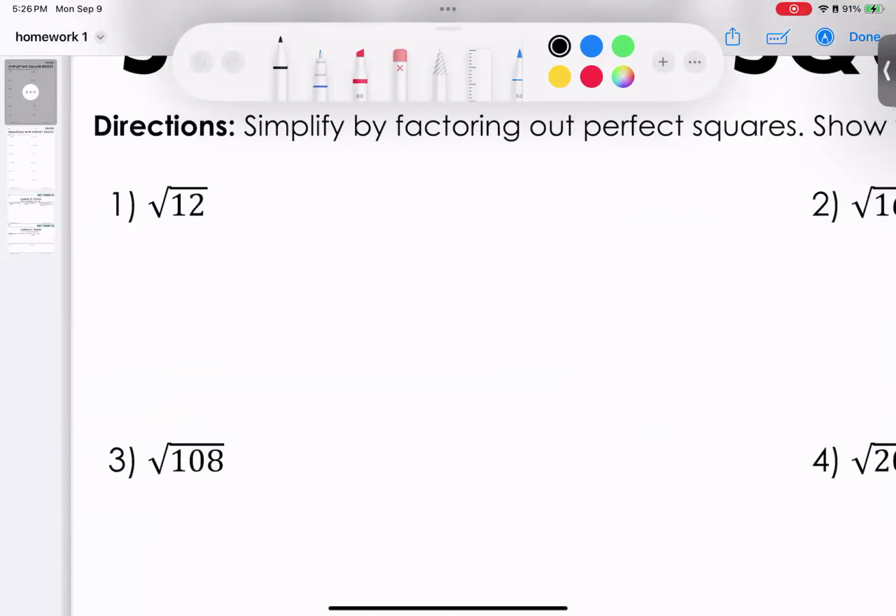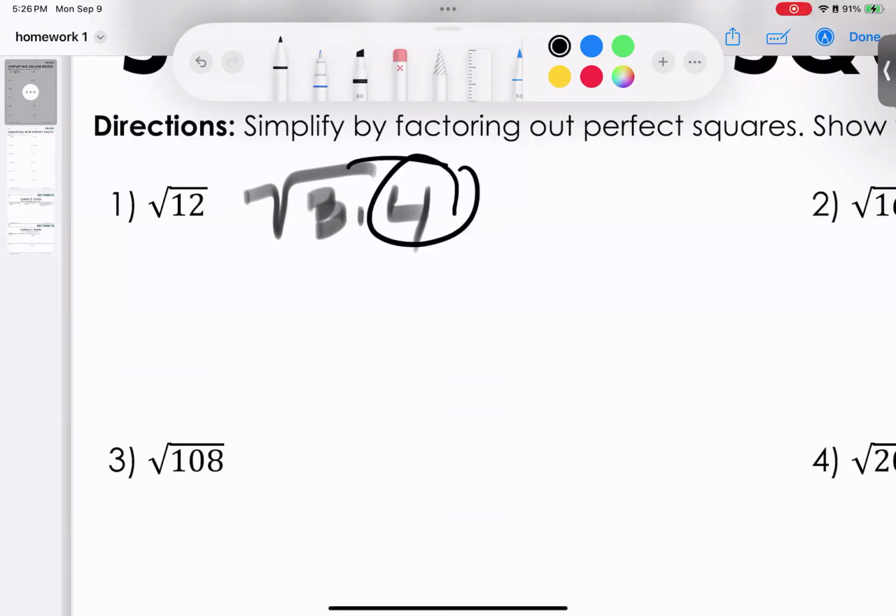So let's take a look at these. If these are not a perfect square, we can factor them out. Some of these should look familiar. I gave you some friendly ones. So I can't do the square root of 12. It's going to be in between the square root of 9, which is 3 times 3, and the square root of 16, which is 4 times 4. What I can do is factor it out to the square root of 3 times 4. 4 is a perfect square, so the square root of 4 is 2 because 2 times 2 is 4. I can factor this out to 2 square root of 3.